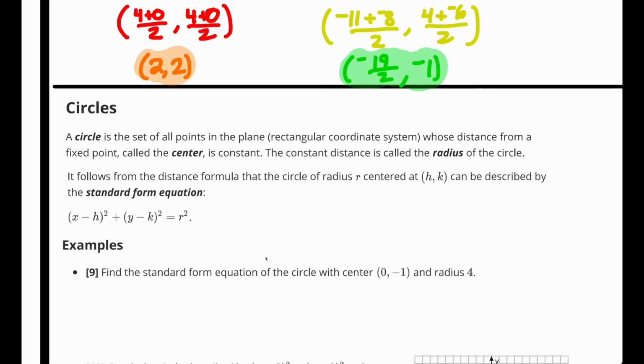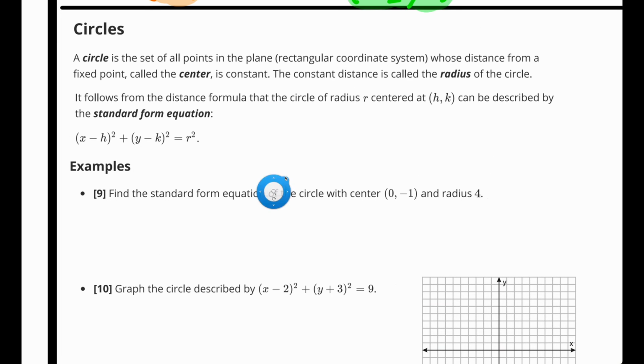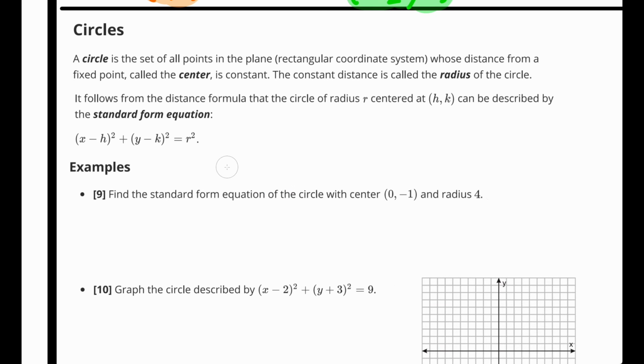All right. Last part we're going to talk about is circles. A circle is a set of all points in the plane, the rectangular coordinate system, the xy coordinate plane, whose distance from the fixed point called the center is constant, which makes sense. That's what a circle is. There's a radius, and the radius is the same distance all the way around the circle. The constant distance is called the radius of the circle.